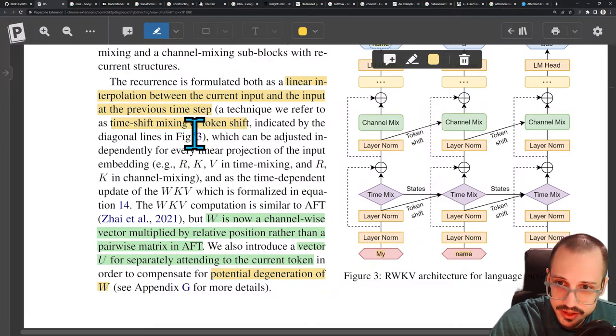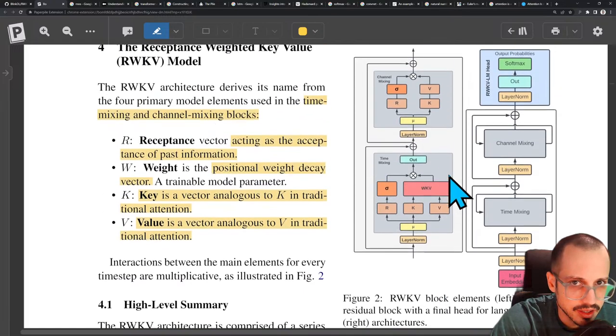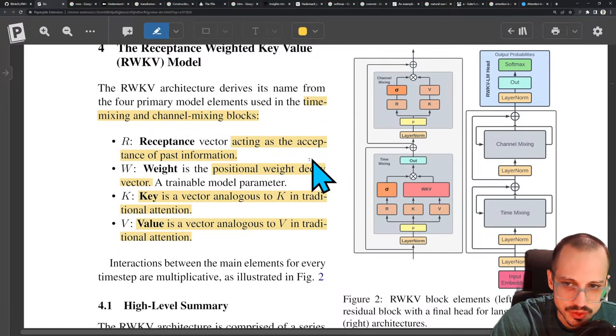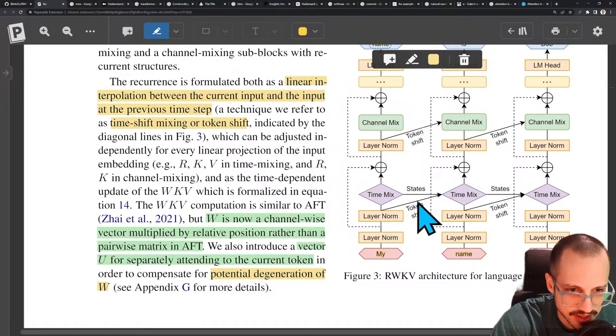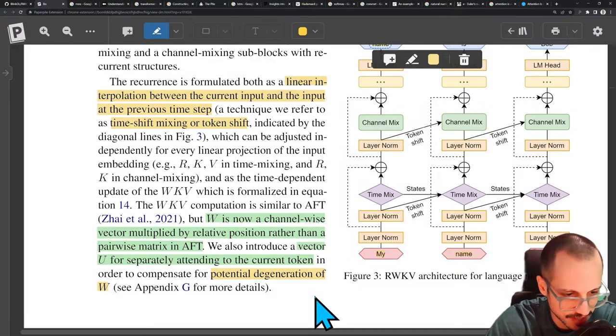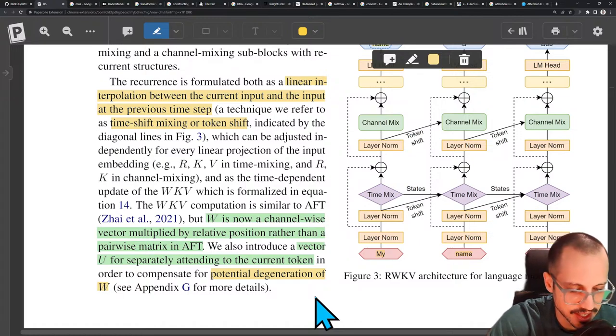The token shift, this is the weird one. This is the linear interpolation between the current input and the previous time step. That is weird. That means they're basically taking this and linearly interpolating it with this. I just don't understand how that's useful. If I take an embedding vector for some specific thing and another embedding vector for another specific thing and I interpolate between those two, I feel like that interpolated embedding vector is neither representative of the first thing nor the second thing. So I don't know exactly why that's useful.